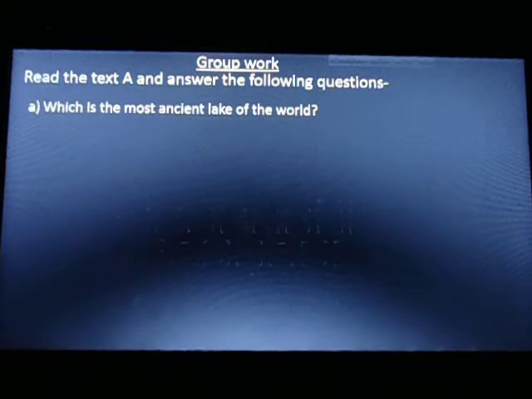We are going for another activity. This is also not group work. Now you know you are staying at home, so you should not go for group work. You have to do it by yourself.